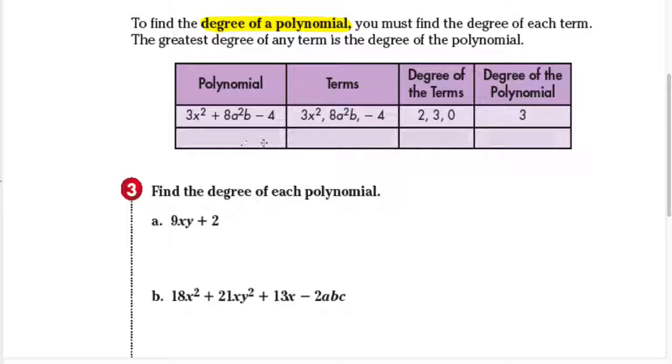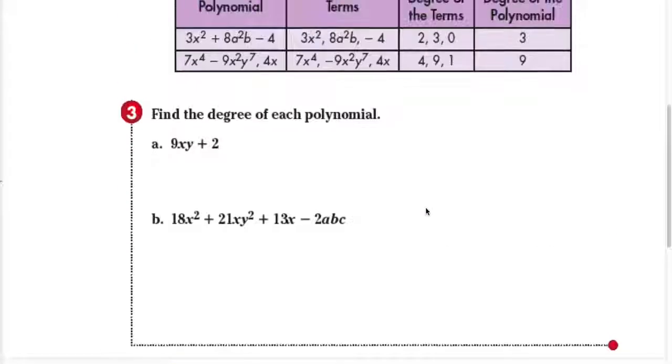Next example. 7x to the fourth, negative 9x squared y to the seventh, 4x. Okay, the terms are 7x to the fourth, negative 9x squared y to the seventh, and 4x. So the degree of 7x to the fourth is 4, negative 9x squared y to the seventh is 9, and 4x is 1. So the degree of this polynomial is 9.